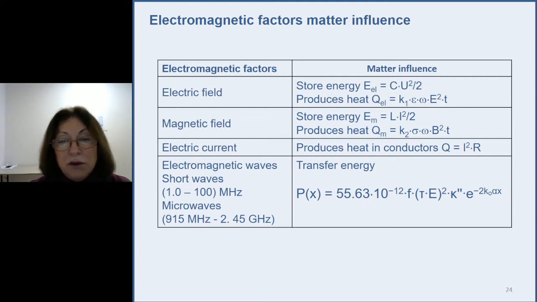You can see that an alternating field may be applied in particular to human tissue, and independently, would it be a non-living object? Would it be a living object? In both cases, the electric field, independently of whether it is stationary or alternating, converts its energy into thermal energy, into heat. Magnetic field, one more time, stores energy of this amount, and one more time, it converts its energy into thermal form, into heat.